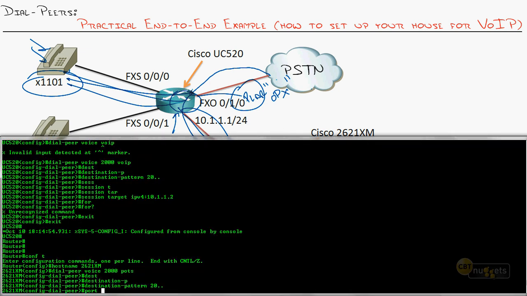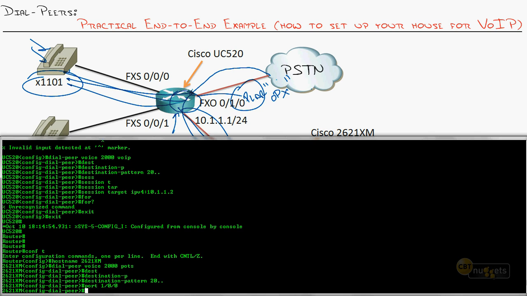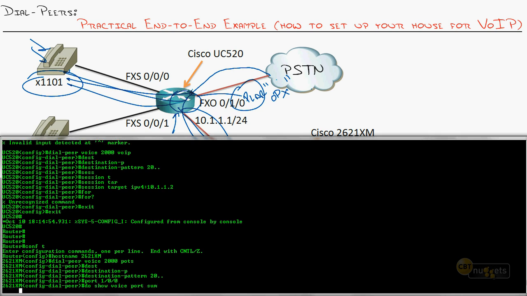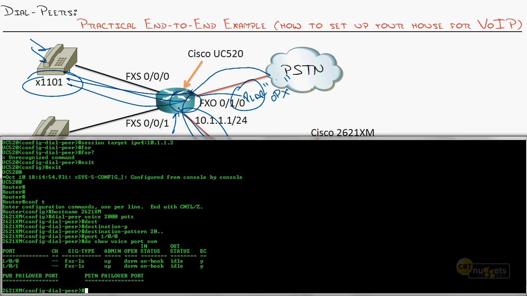And I'll say this is going out port 1/0/0. I think I'm just looking physically at the router. I'm going to do a show voice port summary just to make sure I got that right. Yep, 1/0/0 is the port that is going out.